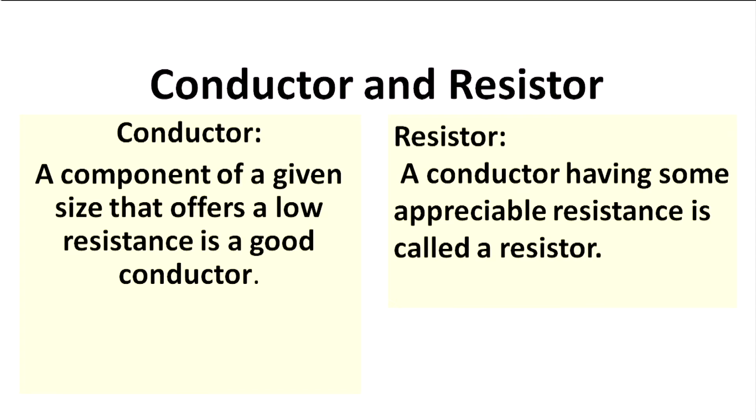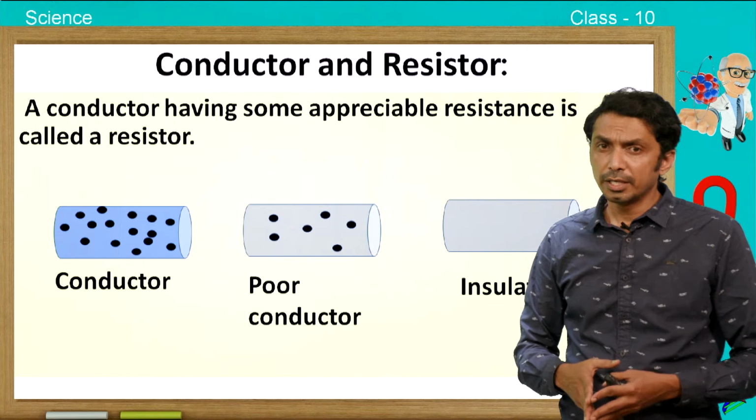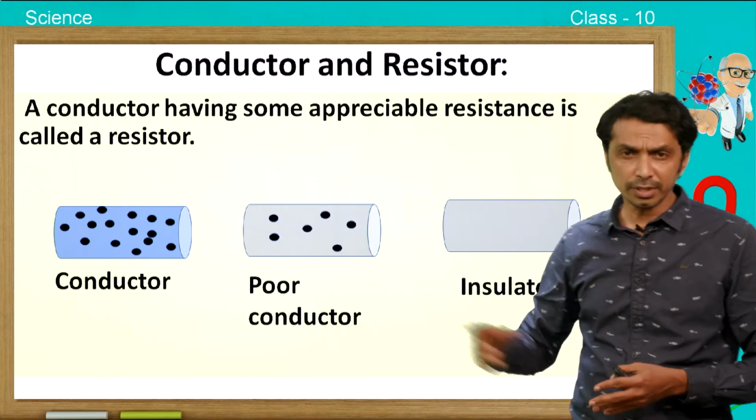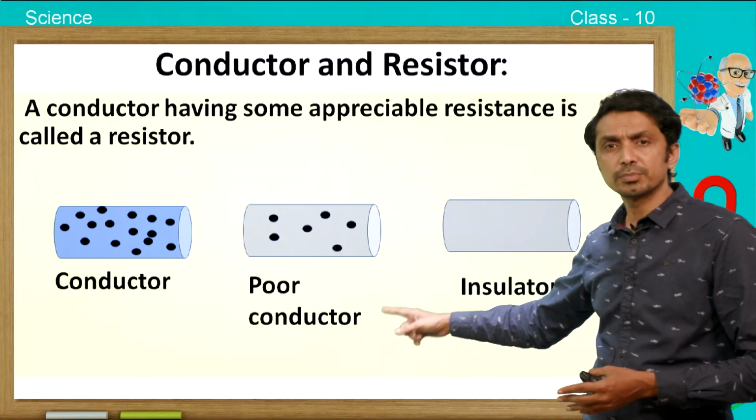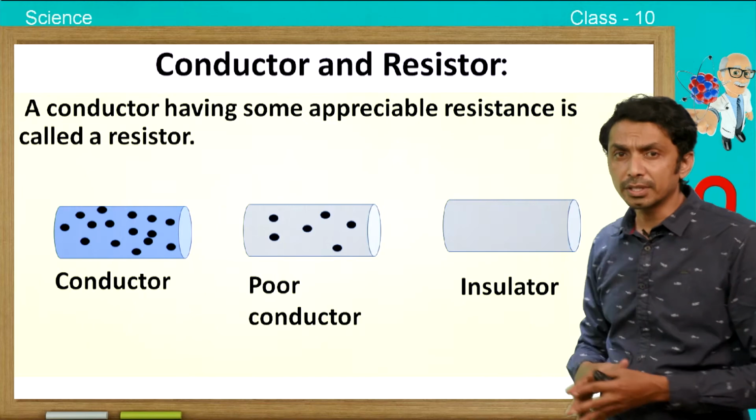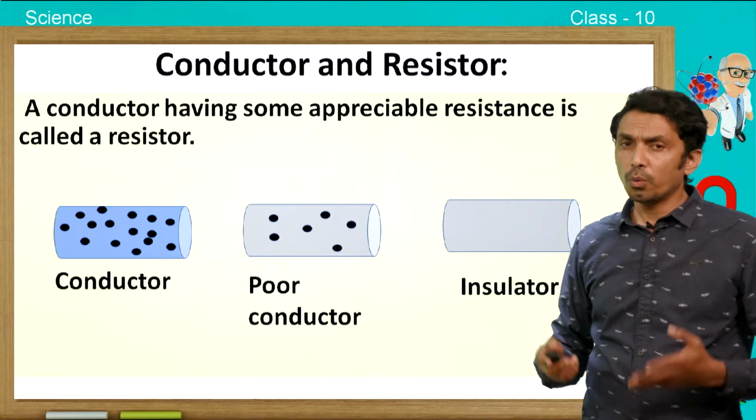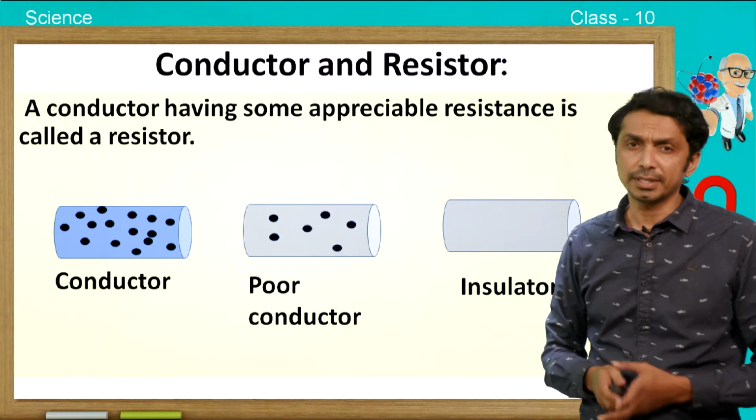Yes, a conductor is a component of a given size that offers a low resistance, and is called a good conductor, whereas a resistor is a conductor having some appreciable resistance, that is why we call it a resistor. Children, here what do you observe in this figure? There are three components here. One is conductor, another one is poor conductor, and another one is insulator. Now my question is, what do we call an insulator? What is an insulator?